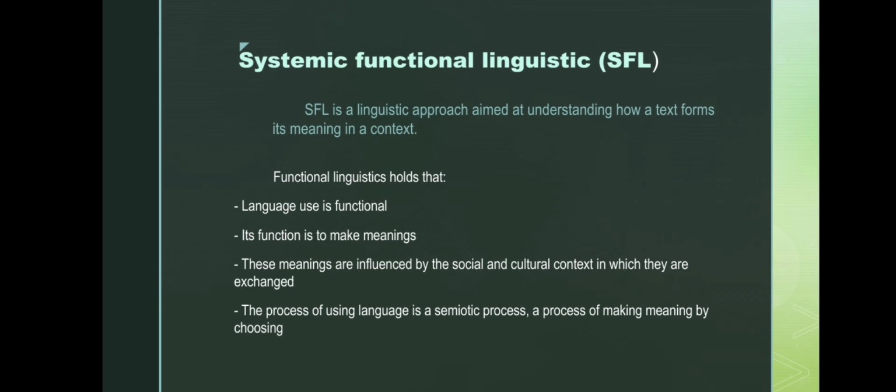Systemic functional linguistics. There are 4 functional linguistics. The first, language use is functional. Its function is to make meanings. These meanings are influenced by the social and cultural context in which they are exchanged. The last is the process of using language is a semantic process, a process of making meaning by choosing.